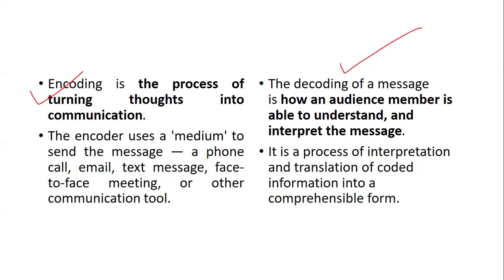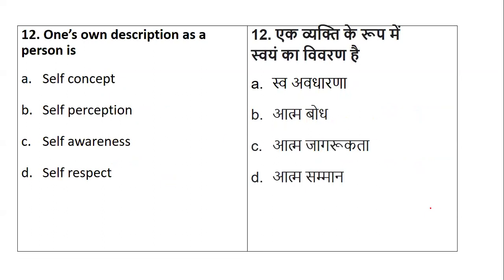The encoder uses a medium to send the message, via a phone call, email, text message or a face-to-face meeting, and the process of interpretation and translation is the decoding process, right? Now here we have the second question: one's own description as a person.